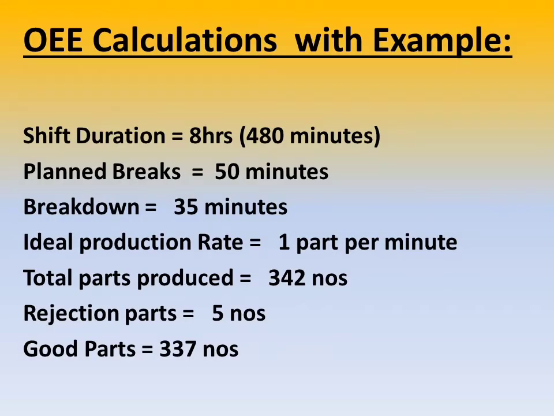OEE calculations with example. Let's assume the below data to understand overall equipment effectiveness calculation. Shift duration 8 hours. Planned break 50 minutes. Breakdown 35 minutes. Ideal production rate 1 part per minute. Total parts produced 342 numbers. Rejection parts 5 numbers. Good parts 337 numbers.